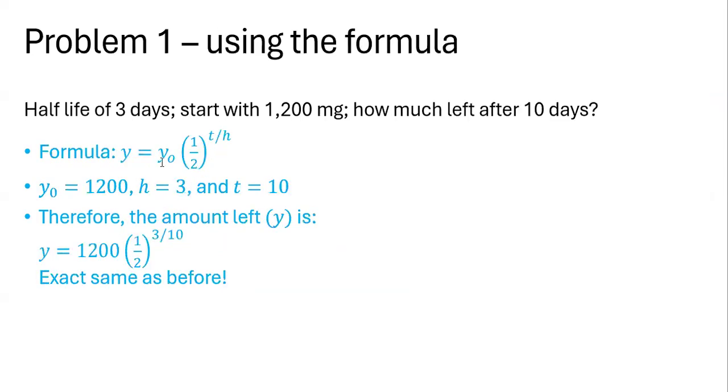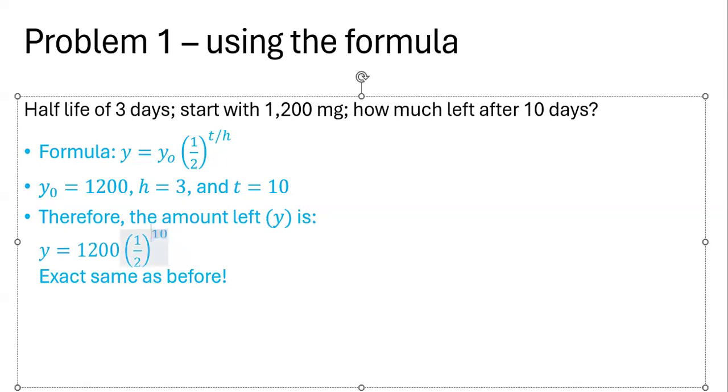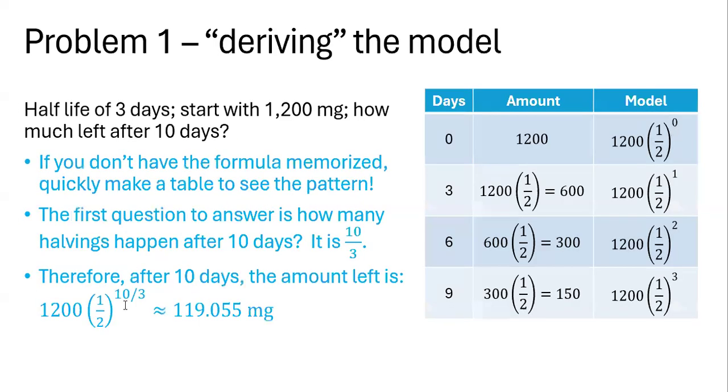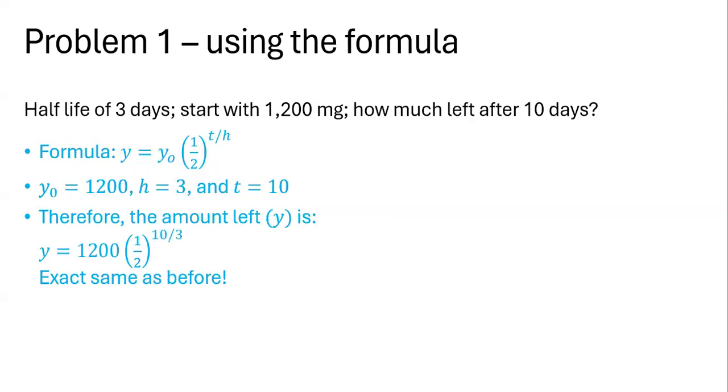Let's go through that. So this is the general formula. What's the information they gave us? Half-life is 3 days, so H is 3. We start with 1200 milligrams, so Y0 is 1200. 10 days, so T is 10. We plug in the pieces. So 1200 times half to the 3 over 10. Actually, not 3 over 10, sorry, it should be 10 over 3. Then now it's the exact same as before, right? 10 over 3, 10 over 3 is right here.